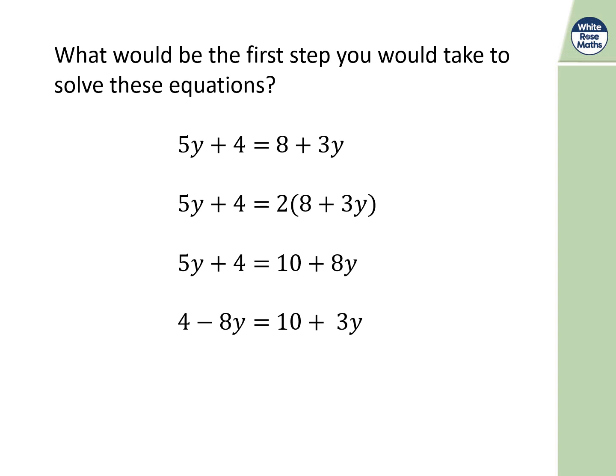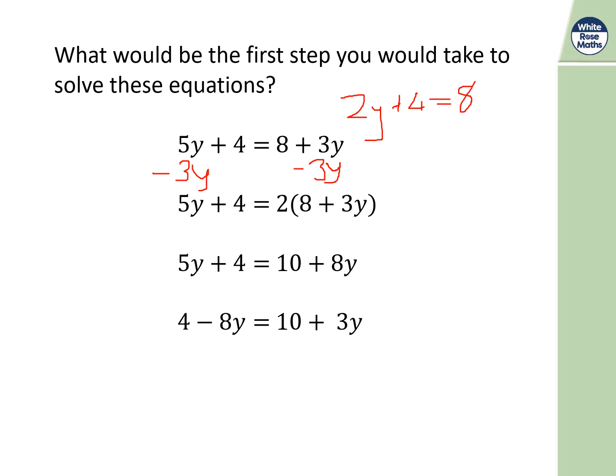So the first step here is I would take away 3y on both sides. I could take away 4 on both sides, or I could even take 8 from both sides, but my first step would be to get all the y's on one side. So I get 2y plus 4 is 8, and then I'll solve it as normal by taking 4 from both sides, dividing through by 2.